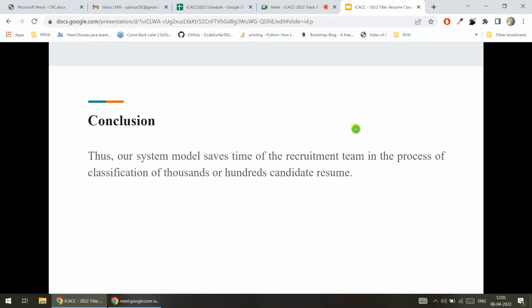So coming to the conclusion, our system will help to classify jobs according to the skills of the candidate and will save time in the company hiring process. Also, we have learned about various machine learning terms like SVM, naive Bayes, and random forest in this research paper. Thank you, sir.